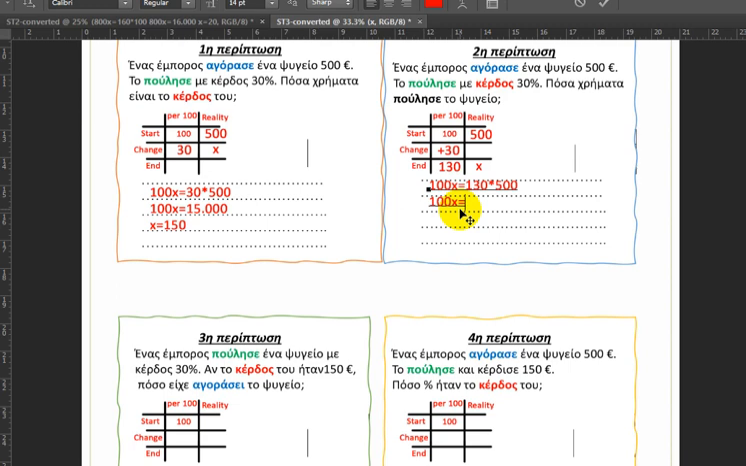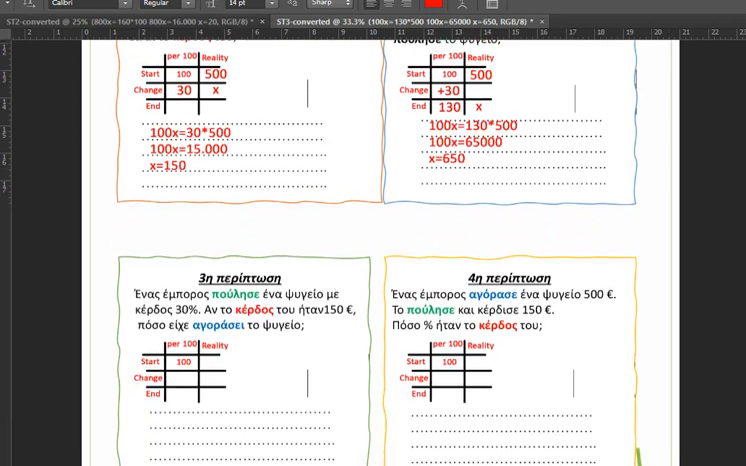Let's think. How much is 13 times 5? That would be 65. And then add 3 zeros. So x, if I divide both sides by 100, that would give me 650. So in the end, he sold it for 650 euros, just like we expected.